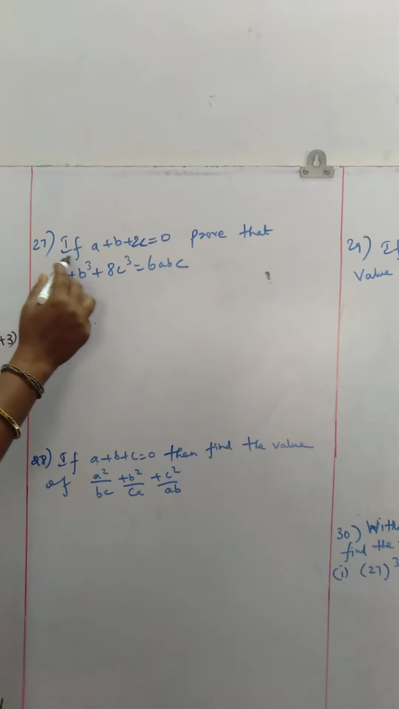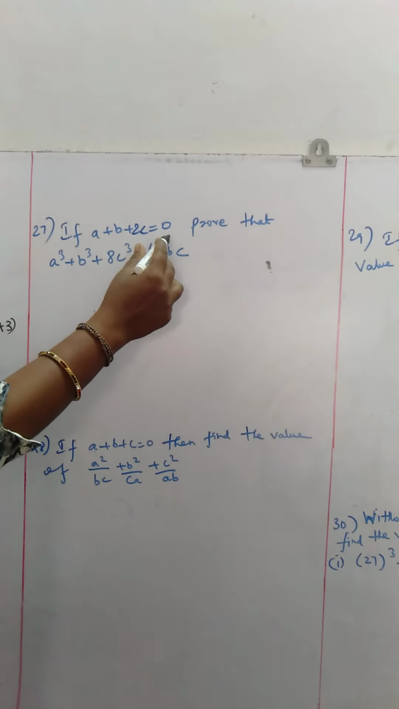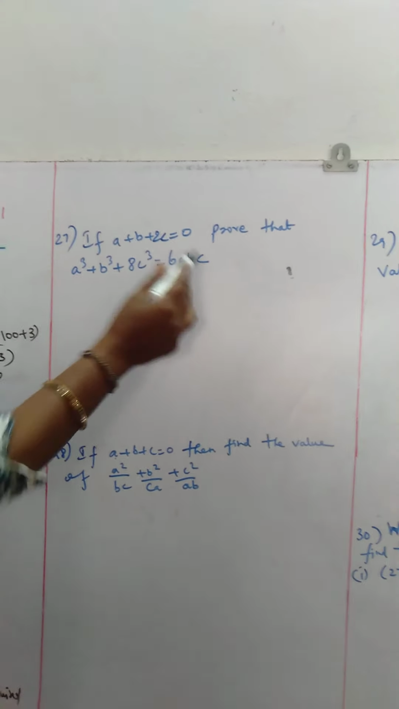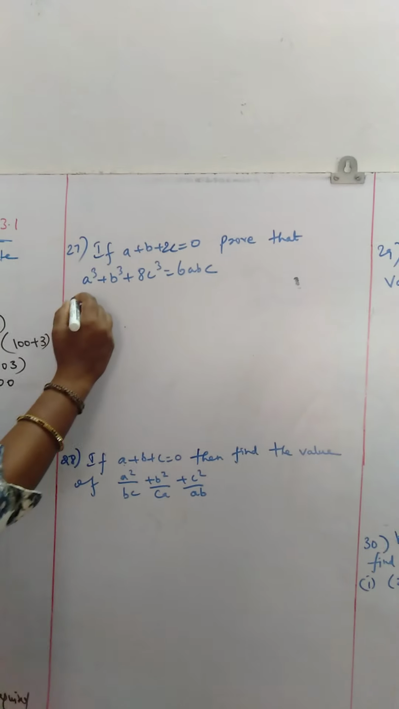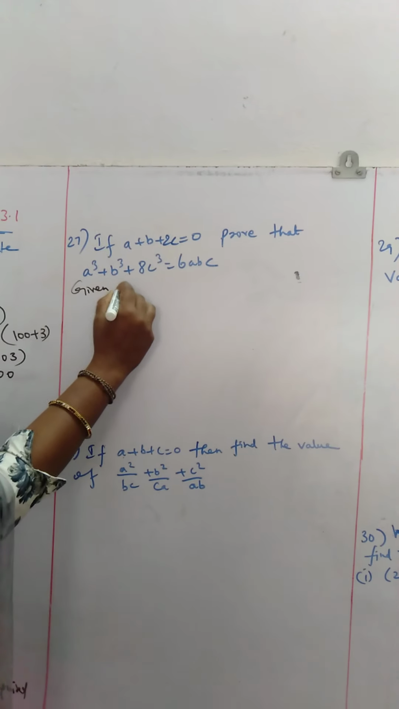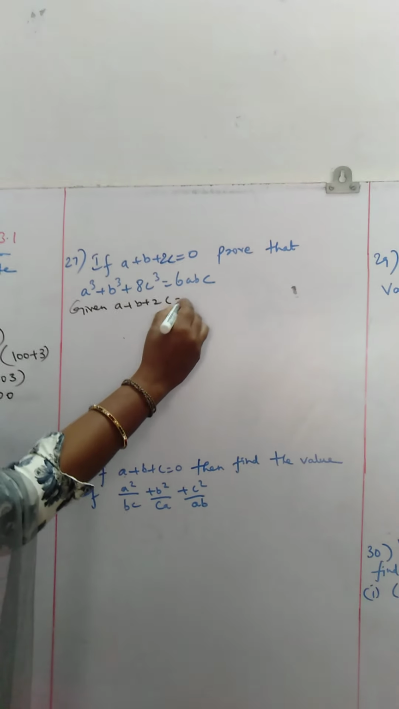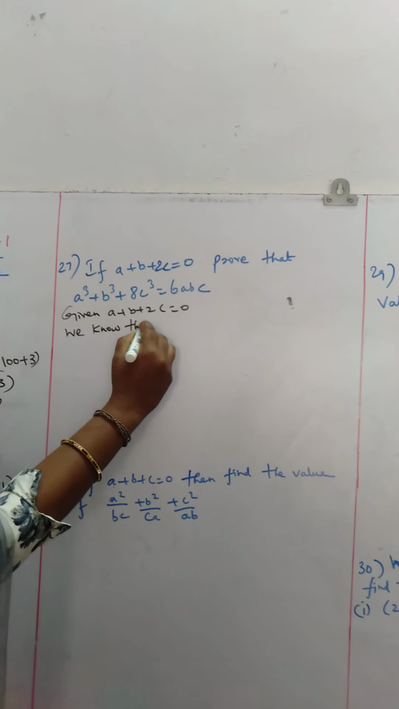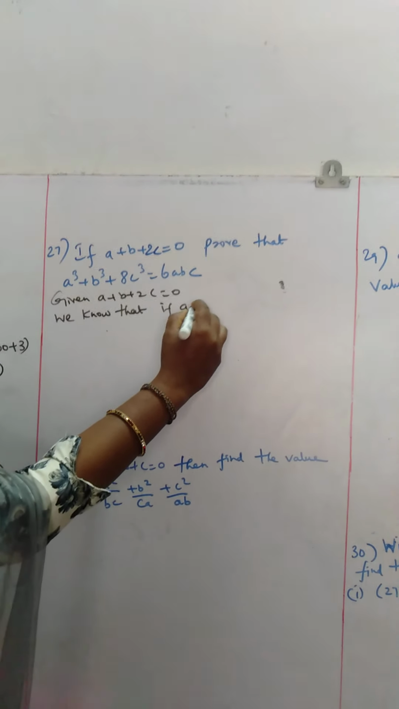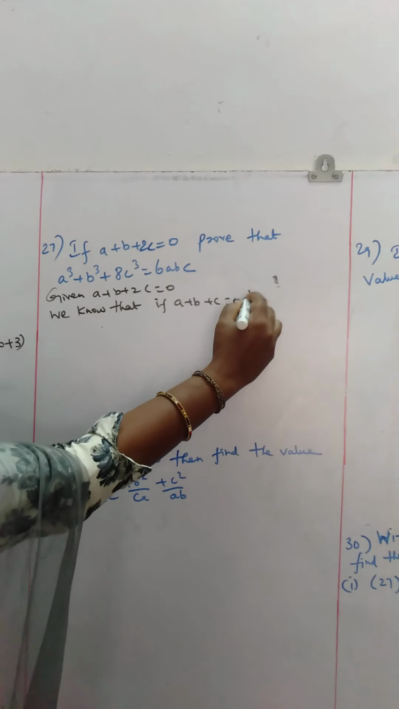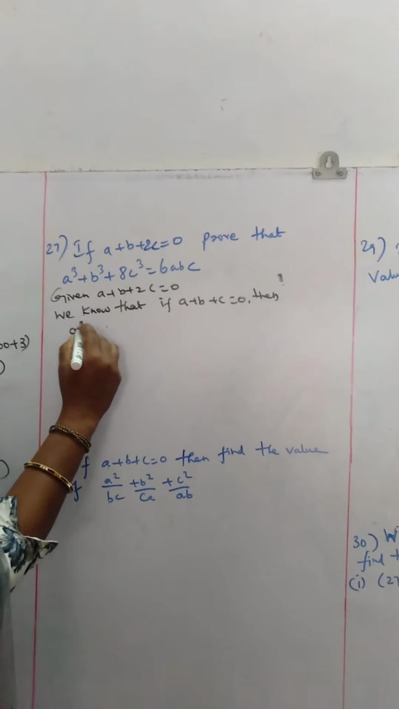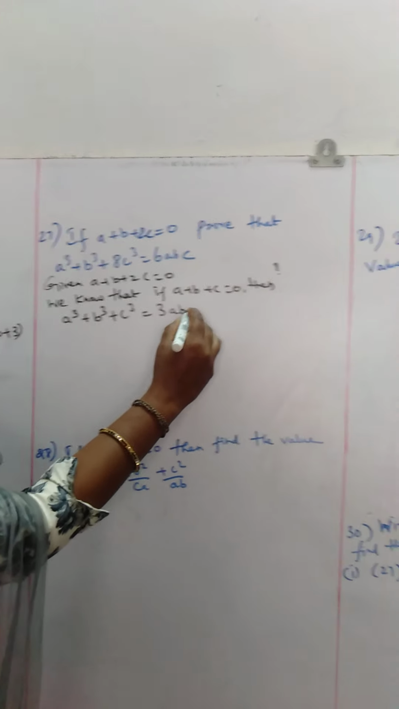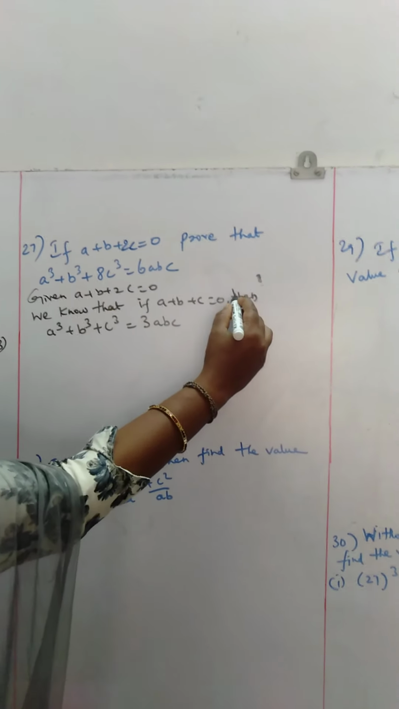The question is, if a plus b plus 2c equals 0, we have to prove that a cube plus b cube plus 8c cube equals 6abc. Okay. So from the given a plus b plus 2c equal to 0, we know from the identity that if a plus b plus c equals 0, then a cube plus b cube plus c cube equals 3abc.